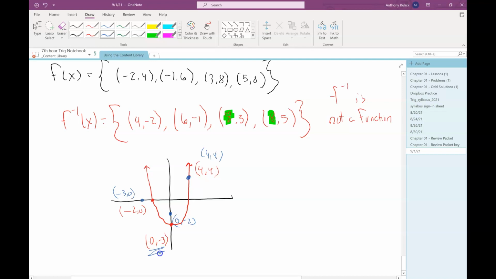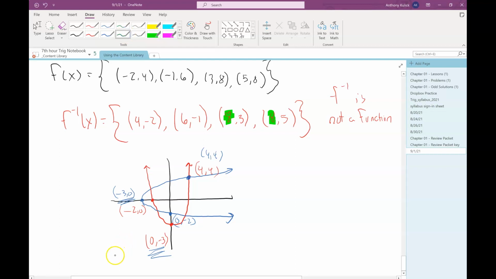Now keep in mind that 0, negative 3 was the vertex for my original. So negative 3, 0 should be my vertex for my inverse. So when I draw this, it's going to look something like this. Everybody okay with that? So it just kind of looks like I've taken the thing and rotated it a little bit. Really, it's not a rotation, though.